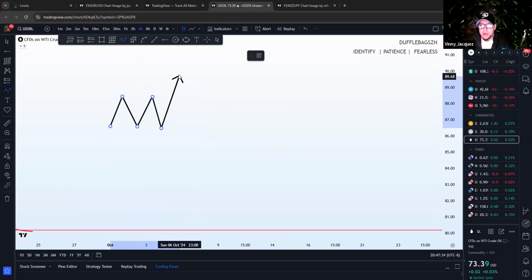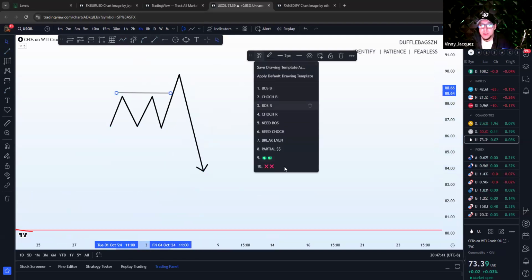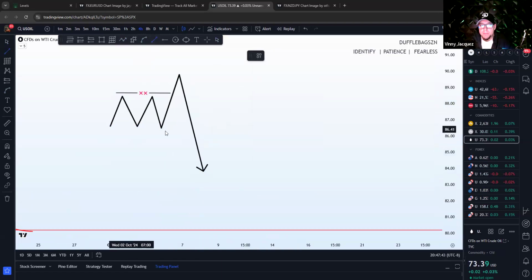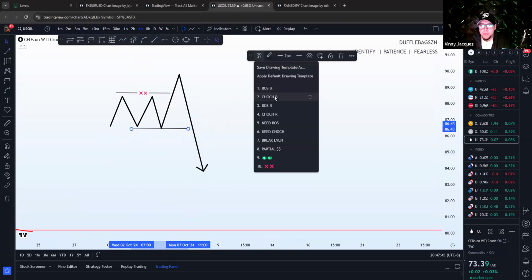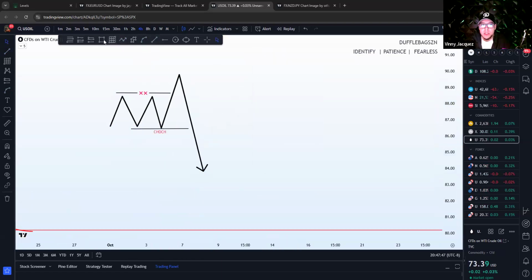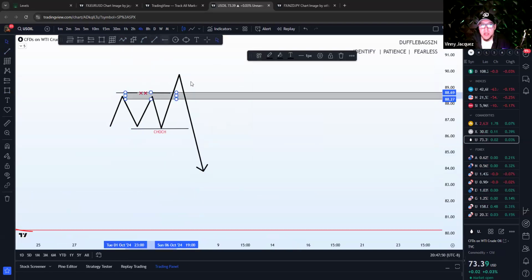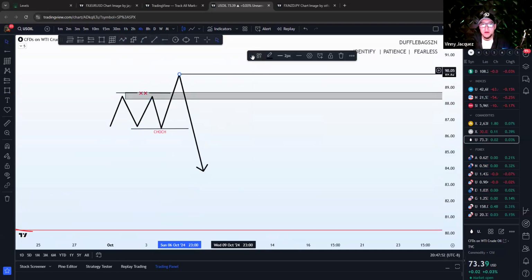We have a BOS to the upside. We have a change of character. Awesome. Let's go ahead and mark that up so we can see that visually. We have liquidity sweep, change of character. Awesome. We're looking for sells in this area. My stop loss is at the high. This is the head, right?